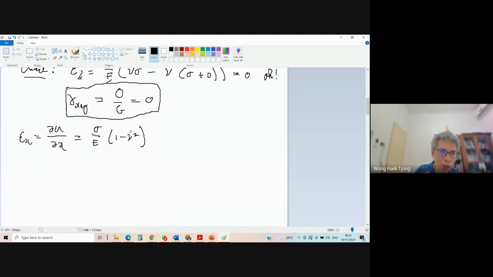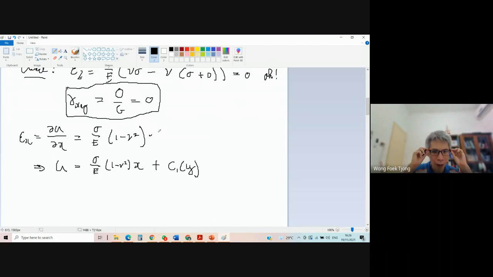Just a number. So from here, we can integrate that u should be sigma by E, 1 minus nu square, x. Agree? Plus a constant, because when we integrate, we have a constant. But is it really a constant? No, because this is a partial derivative. When we take the partial derivative, it means we hold y as constant. So the constant is still a function of y. You can check that when we take partial derivatives with respect to x, the result is this one. Any questions?